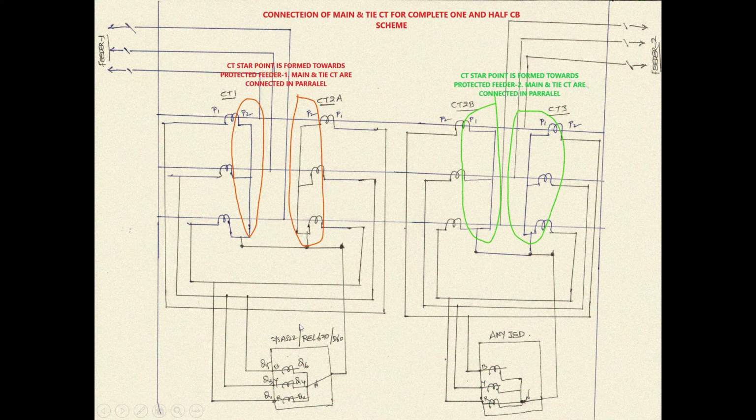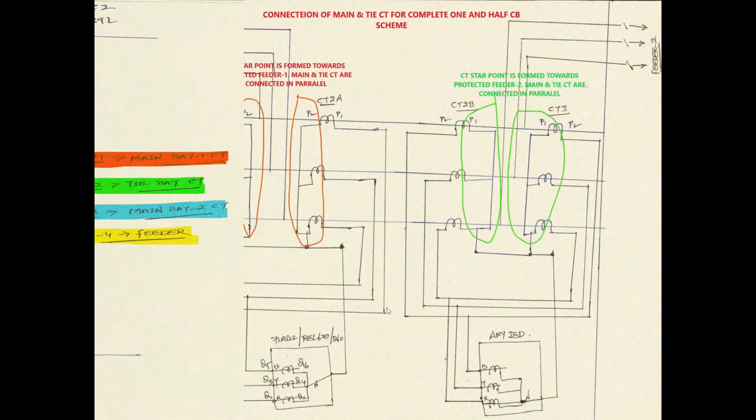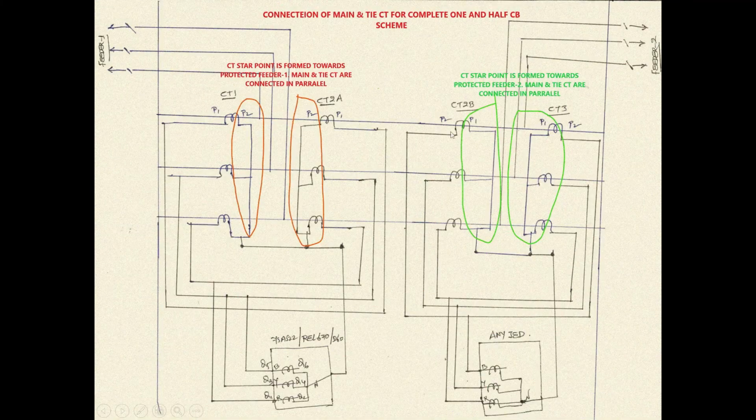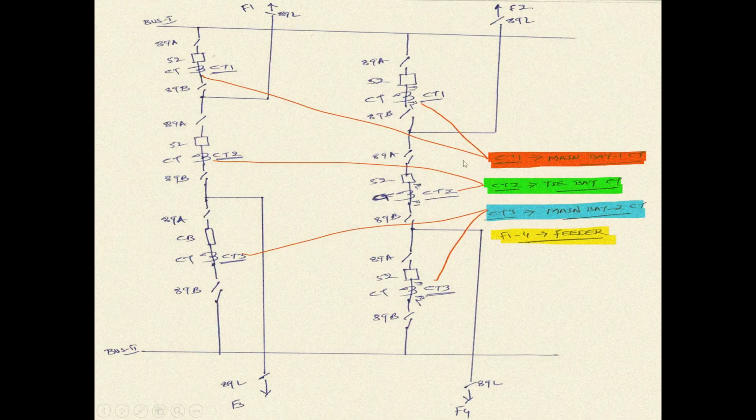Basically, how the star points are formed is shown in this diagram. This is the complete picture of your CT connection inside the switchyard, and this complete arrangement of CT connection is the magnified view of this slide 1. Here in this slide 1, basically this is the single line diagram.